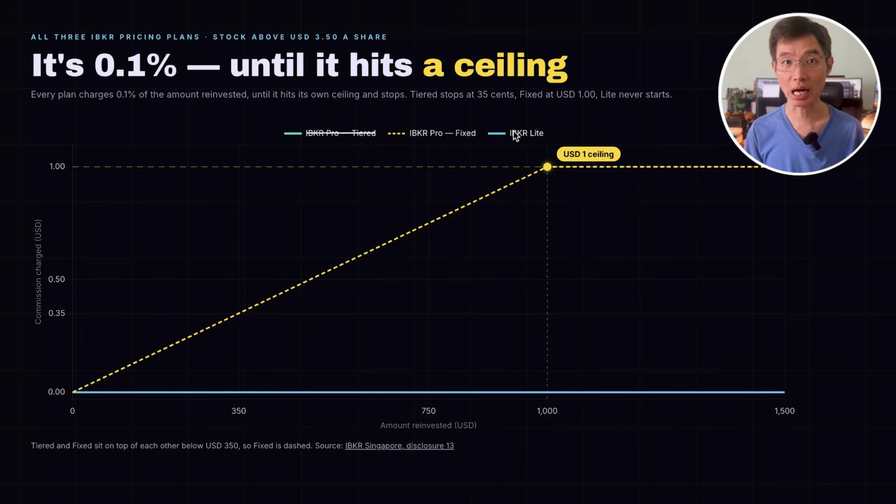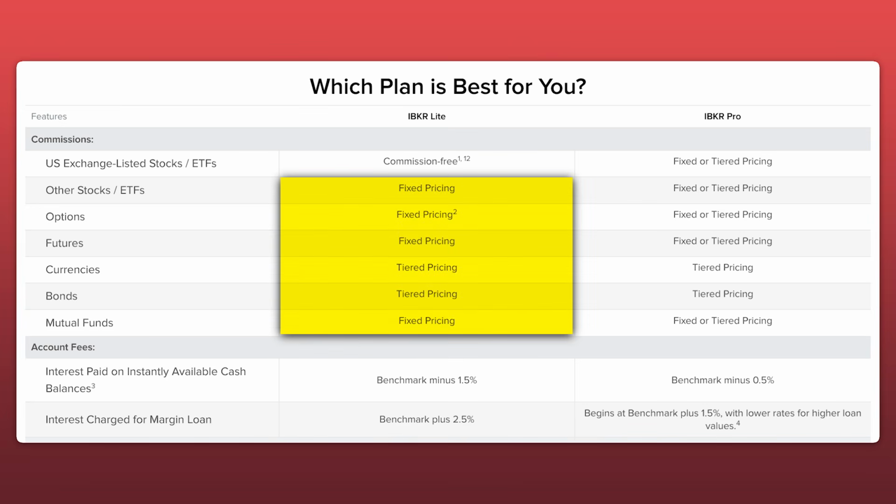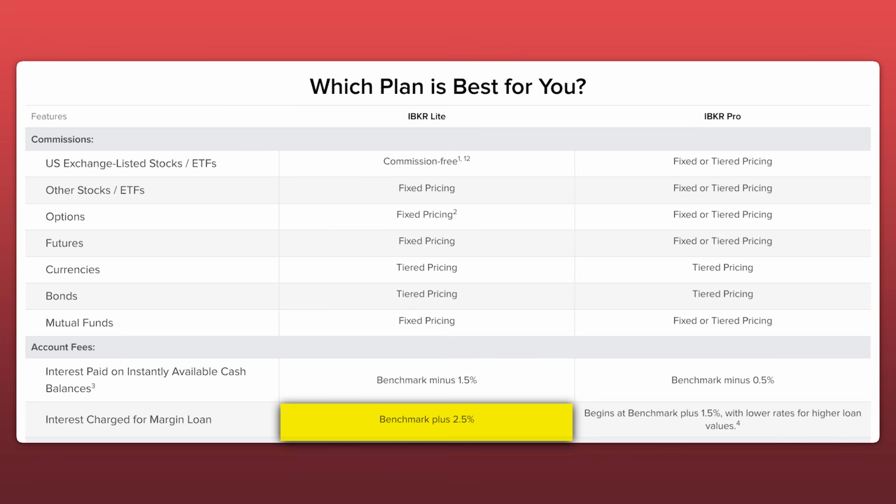Otherwise, if you are on IBKR Lite, US exchange listed stocks and ETFs are commission free, reinvestment included. Wow, so good. Yes, so good. But just note that IBKR Lite charges higher fees for non-US markets, has higher margin interest, while giving you lower interest on your cash. So that's the trade-off.